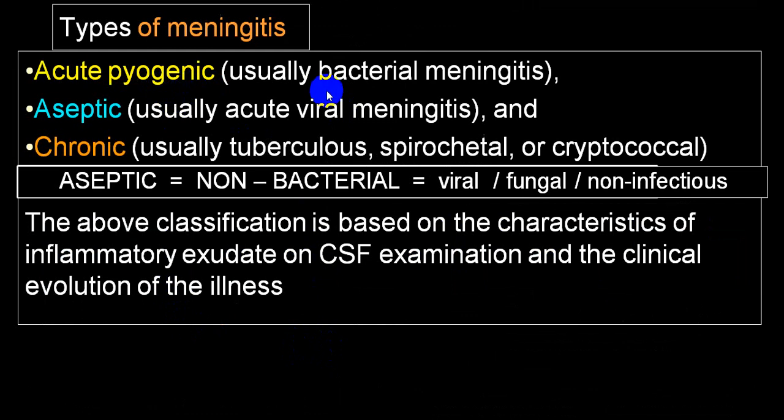Acute pyogenic is usually what we call bacterial meningitis. Aseptic meningitis very frequently is a viral meningitis, and chronic is very frequently tuberculosis or fungal, that is cryptococcus or coccidioidomycosis, or spirochete infections. So those are the most common causes of those, and aseptic can be non-bacterial, which can be viral, fungal, or maybe a non-infectious group.